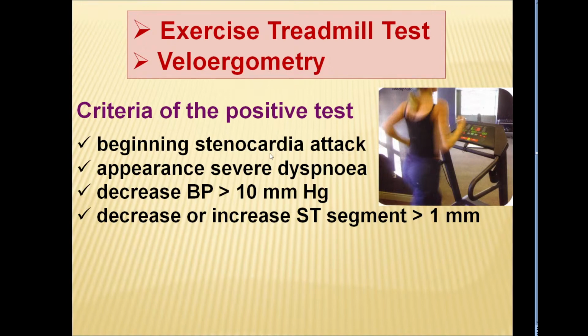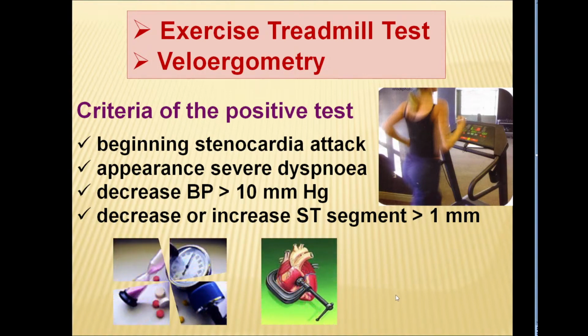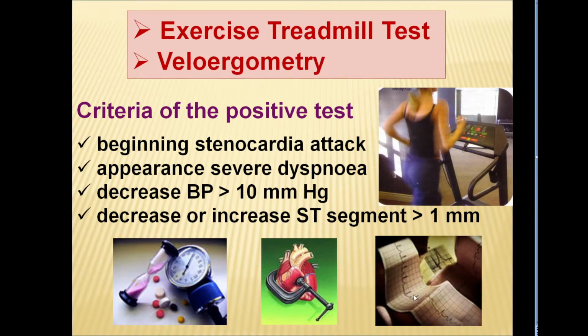the patient feels discomfort or pain in the chest region, the patient feels dyspnea, blood pressure decreases more than 10 mm from initial, and depression of the ST segment is more than 1 mm from the isoelectric line. We will immediately stop the exercise and formulate the conclusion about affection of coronary arteries. This is an abnormal response to physical exercise.